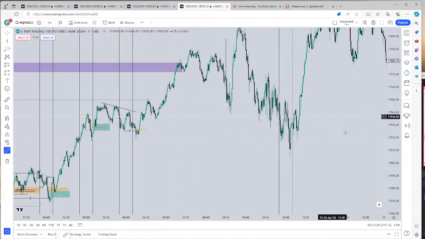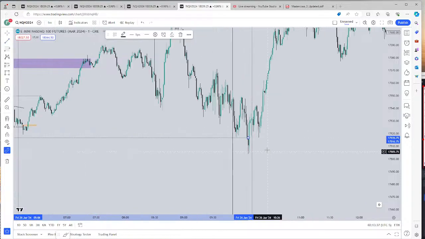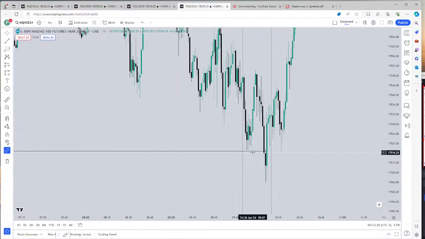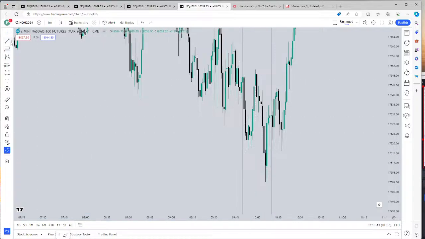Okay, so here we go. What happens here during this macro? All right, we raid external liquidity, this swing low right here. We also raid an internal point of liquidity right there. Right, so we've got a raid. I might just simplify it to being this.